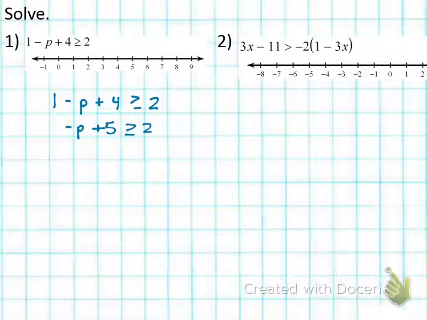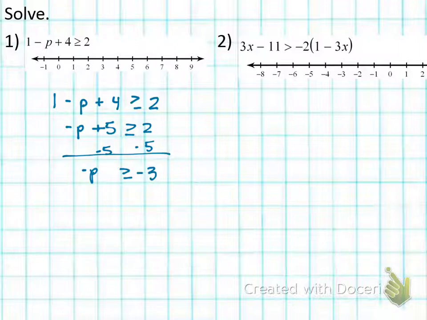I want to work with SADMAP now. So any subtraction signs? No. There's a minus p, but that's like saying minus 1 times p, right? Because that's a coefficient. Okay. And then any addition signs, we have a plus 5. We're going to subtract 5 on both sides. So we got negative p is greater than or equal to negative 3.